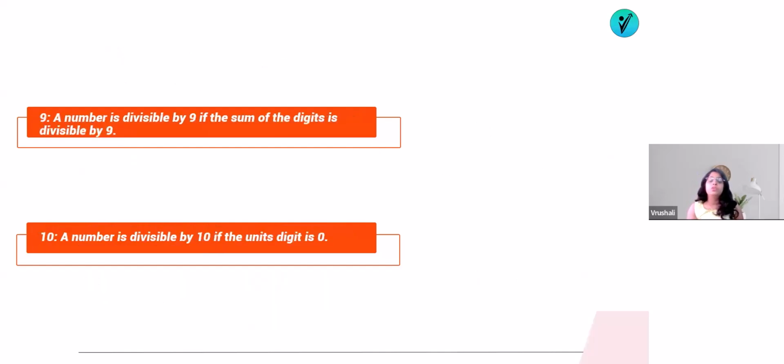Now the next rule is for the number 9. What was the rule for 3? This is exactly similar for 9. The number is divisible by 9 if the sum of the digits is divisible by 9. That means the digit sum should be 9, 18, 27, 36, 45 and so on. You can check any number. Suppose I take a number, for example 1569. If I add 1 plus 5 plus 6 plus 9, what is the sum?